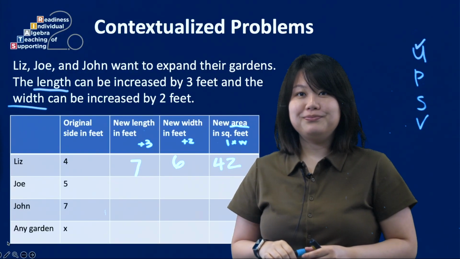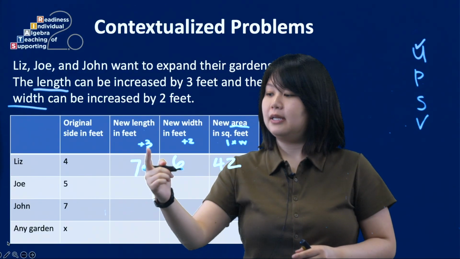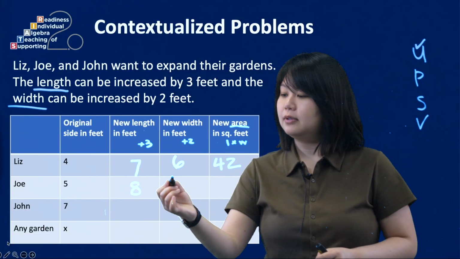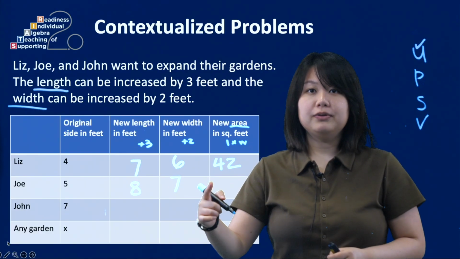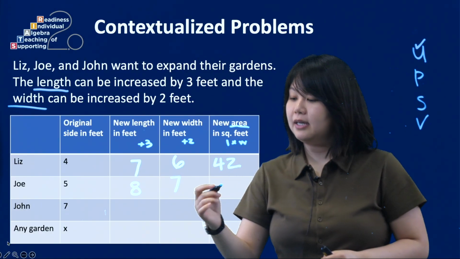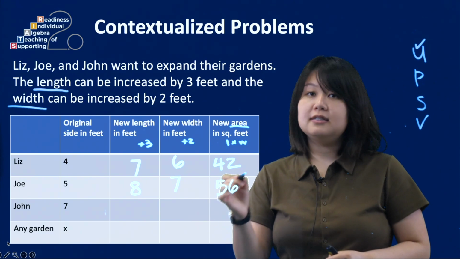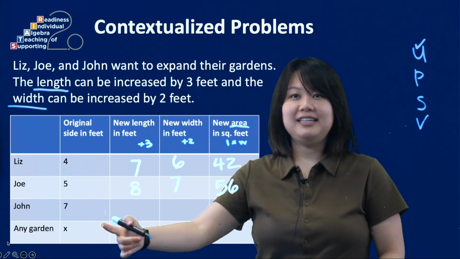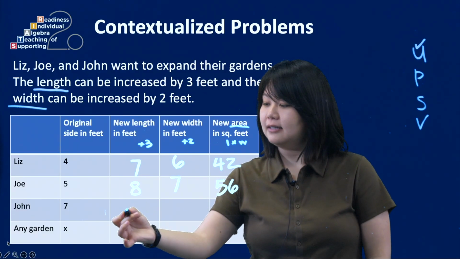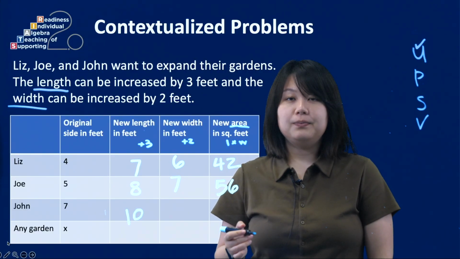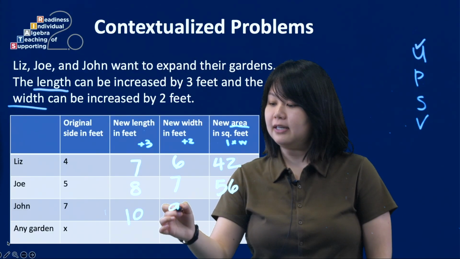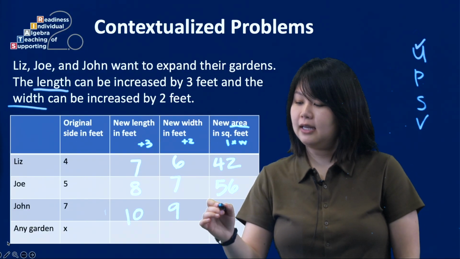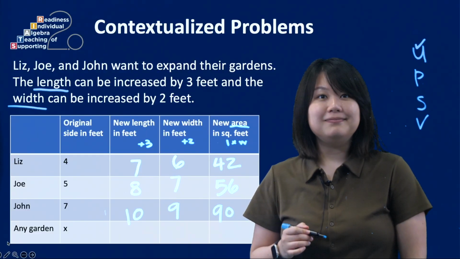Let's take a look at Joe. Joe, we have 5 plus 3 is 8. And then 5 plus 2, 7. And finally, when we multiply length times width to find the area, we have 56. And the last person, John, we start with 7 feet, and when we add to the length, we have 10 feet. And we add to the new width, we have 9 feet of width. And then finally, the length times width, 10 times 9, gives me 90.